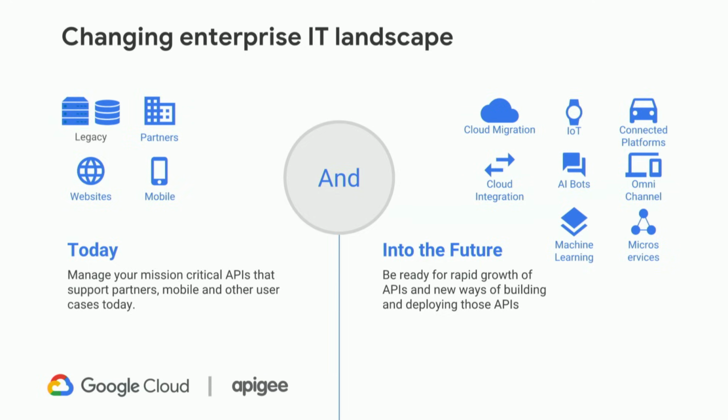If you look at where the world is going towards, we are talking about IoTs and connected platforms like connected cars, omni-channel strategies. The backend systems are moving more and more towards microservices. We are talking about chatbots and AI-based bots, machine learning. We are talking about various kinds of cloud integrations on how to integrate across multiple clouds and SaaS applications, how to migrate your existing applications from your on-prem data centers to cloud, and how to build hybrid architectures. So these are drastically different landscapes than what you have today.